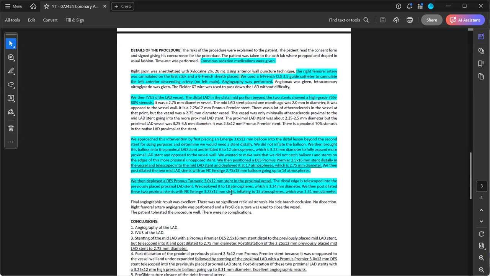Then we jump down to the paragraph under that, and it says we then deployed a DES Promus Premier stent in the proximal vessel. And then it mentions that the distal edge is telescoped into the previously placed proximal LAD stent. And then we see the balloon inflation. So we see here that the physician placed 2 drug-eluting stents, okay? But just because 2 stents were placed doesn't mean that we're going to pick up 2 stent codes. We actually have to look at the individual vessels treated. If you have multiple stents that are placed in a single vessel, that is going to be considered 1 stent code. You are not going to assign 2 stent codes here.